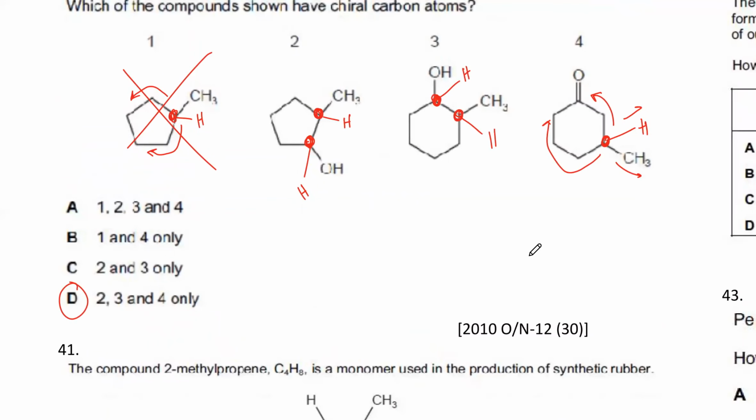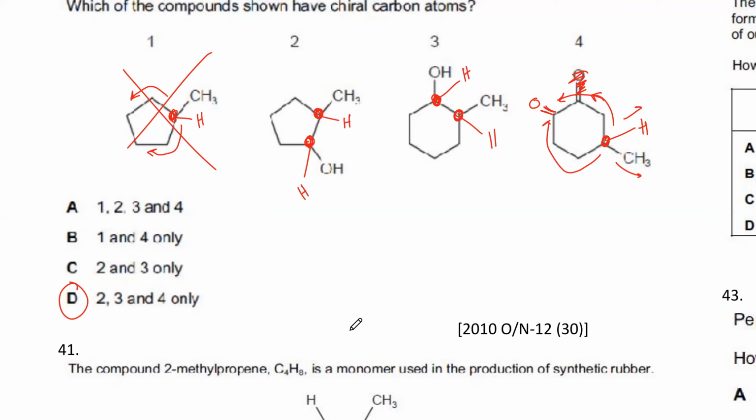Say in the 4th one, if the double bond oxygen was on the left carbon, then it wouldn't be considered a chiral carbon. Yes, because then the 2 sides would be exactly the same. If somebody is standing on this carbon atom, he would see the same thing from this side as from that side, and that would not make it chiral. Is that clear? Yes, sir.